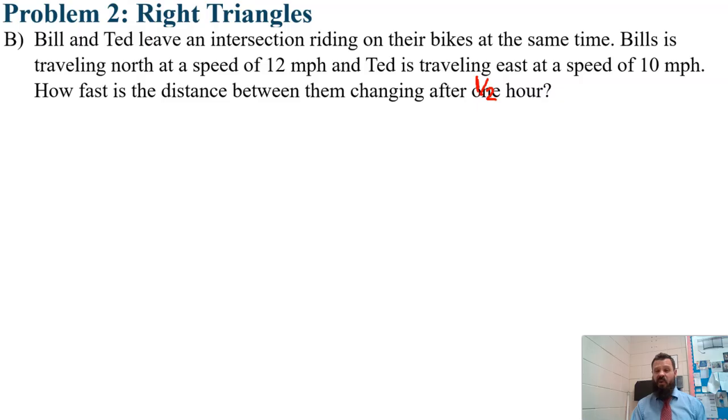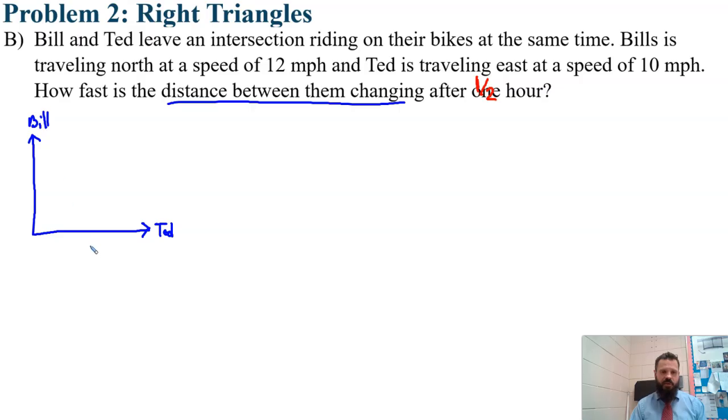All right, so let's go ahead and run through this. Again, hopefully you did try this before you're watching for the answer here. Bill and Ted leave an intersection riding bikes at the same time. Bill's traveling north at a speed of 12 miles per hour, so Bill is going north. Ted is going east, it says. And then once again, how fast is the distance between them changing? Well, if we call Ted's direction the x direction, Bill's direction the y direction, we can say this is just my z direction again. And once again, we're looking for dz over dt. We'll have a lot of similarities with how we set this problem up.